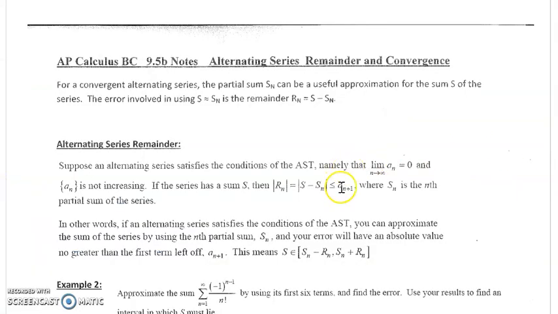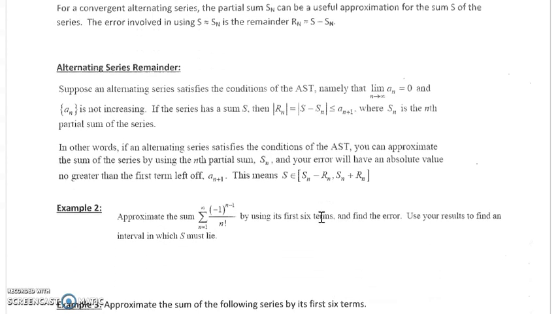And that's where this n plus 1 comes from. The next step is always bigger than the error between the actual value and the current approximation. All right, so that's going to give us a range of values that we know our converging series is going to be in between. Okay, so how does that work in practice?